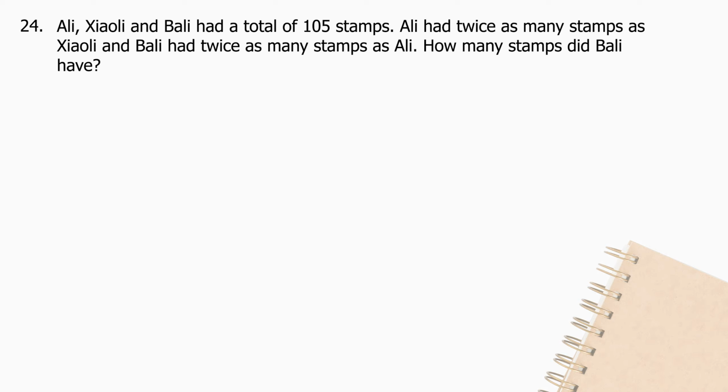Question 24. Ali, Shaoli, and Bali had a total of 105 stamps. Ali had twice as many stamps as Shaoli, and Bali had twice as many stamps as Ali. How many stamps did Bali have?